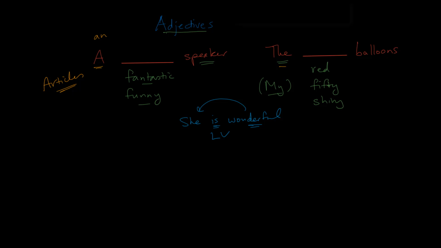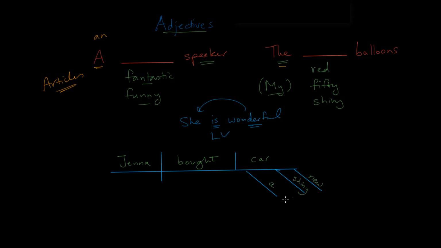At this point, then, we're ready to start diagramming, and our first example reads, Jenna bought a shiny new car. Now, as you can see, the three adjectives in this sentence are all diagrammed under the noun that they modify, so in this case, car, and they're diagrammed on a slanted line. And that's really all there is to know for diagramming adjectives. But let's finish with one more example.